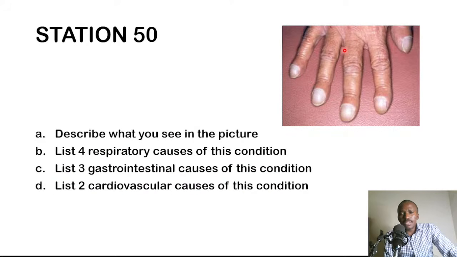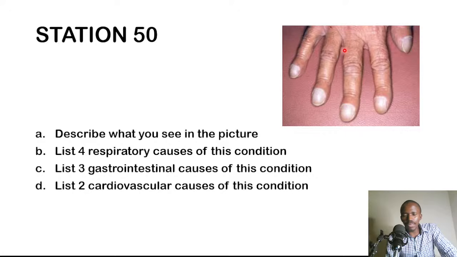Then station 50, we're almost concluding and we're almost done with the stations. Describe what you see in this picture. List 4 respiratory causes of this condition. List 3 gastrointestinal causes. List 2 cardiovascular causes. So this is most likely finger clubbing.